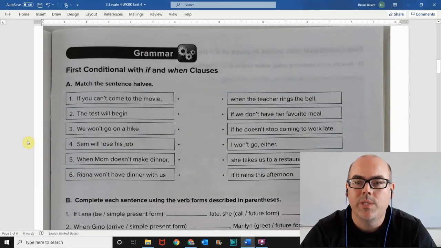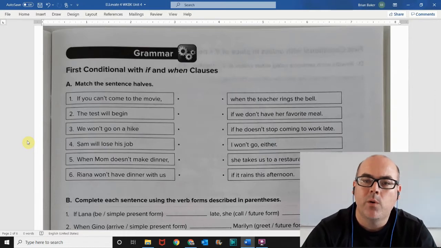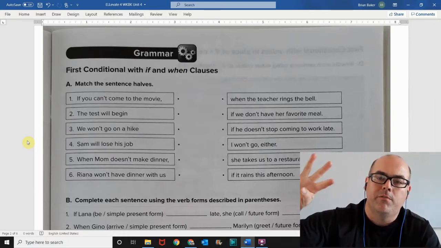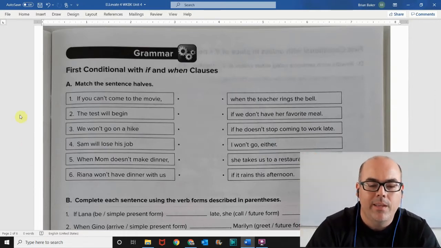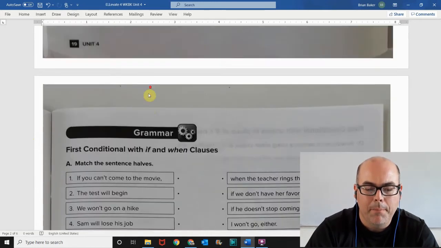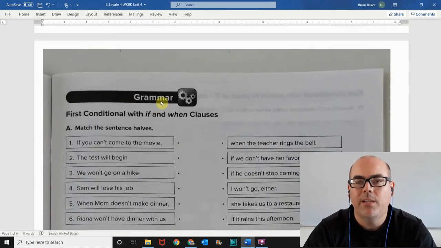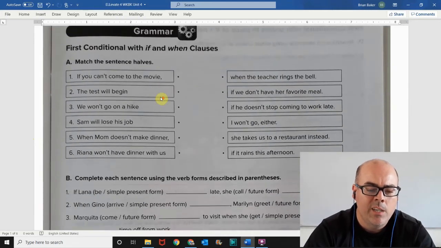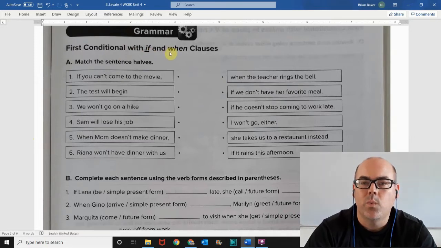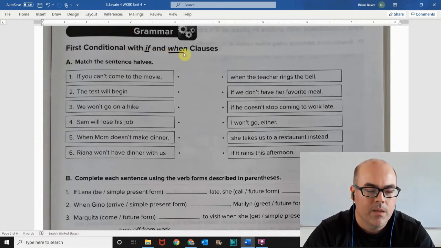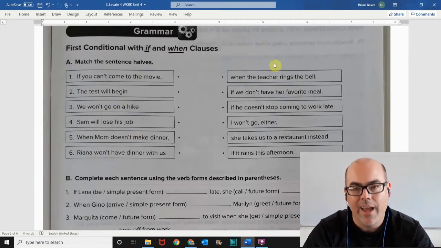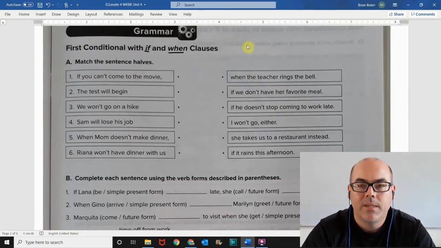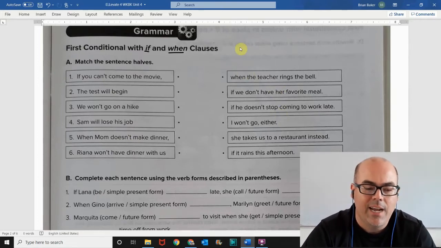We are going to continue in Unit 4 of your workbook. We are in the grammar section on page 20. First conditional with if and when clauses. A, match the sentences. Each one of these is a half of a sentence. Plural for half is halves.